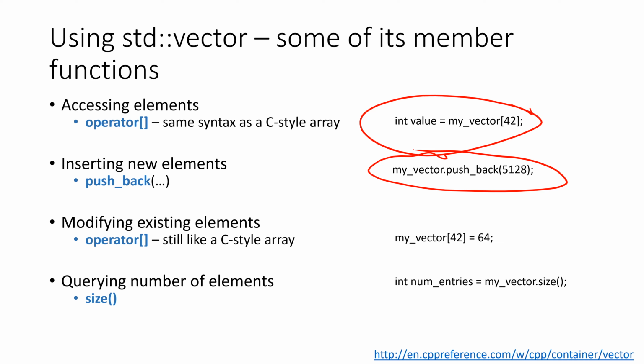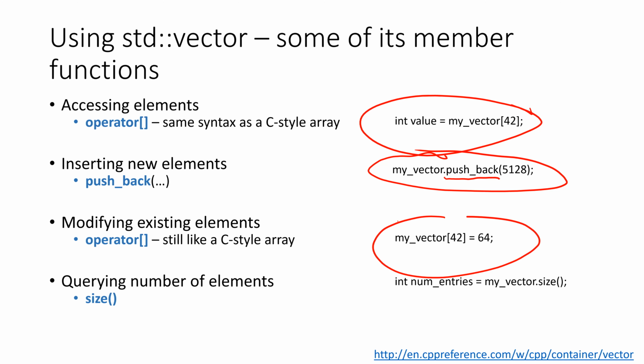This is a class. So vector has a member function called push_back, and let's say this is a vector of integers. This call is basically saying, at the end of this vector, I want you to make a new element, and I want you to store the number 5,128 in it. So that's what this call did. This is something I can't do with a regular array. So I said, make one more entry in the vector and put this number in it.